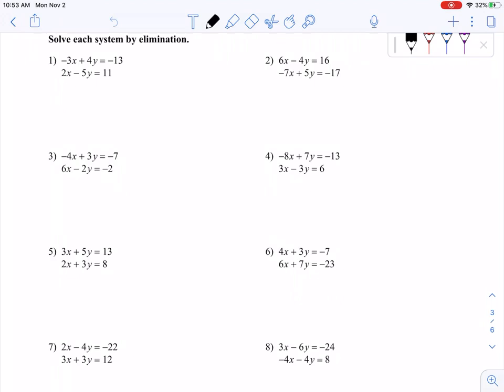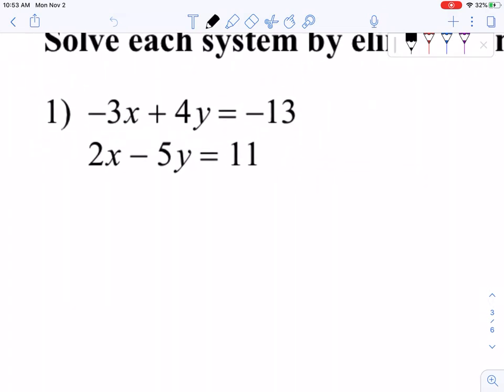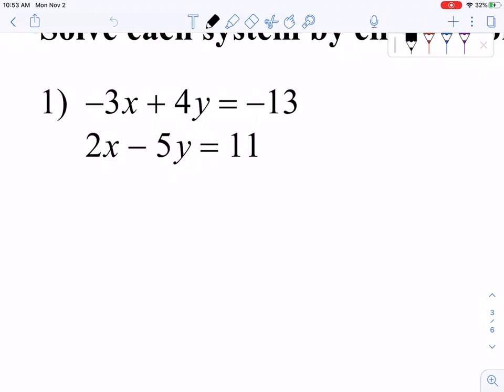We've worked with elimination where we have to change a sign. We've worked with elimination where we've had to change one of the equations, and now we're looking at having to change both equations to get them to eliminate. So essentially what we're looking for here is elimination potential between x's or y's.